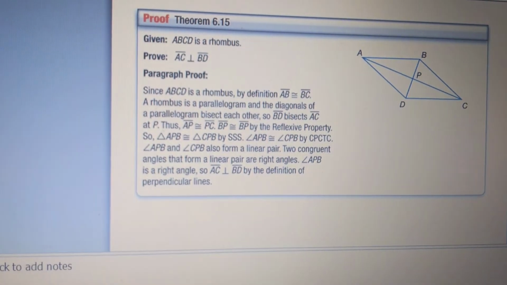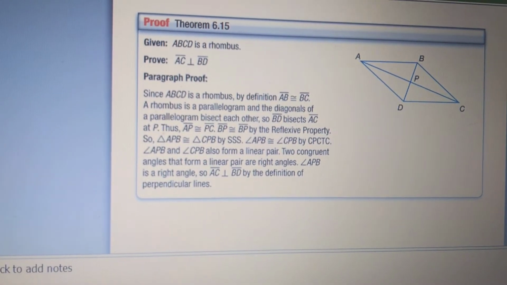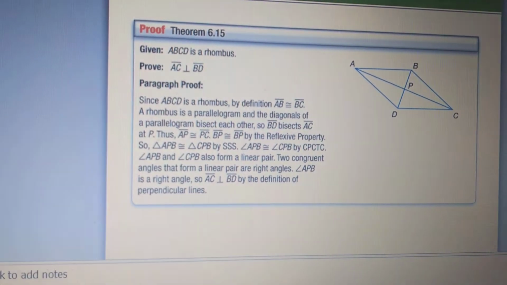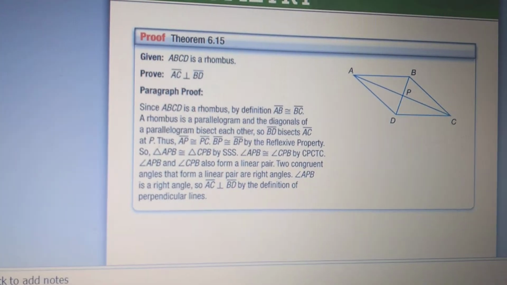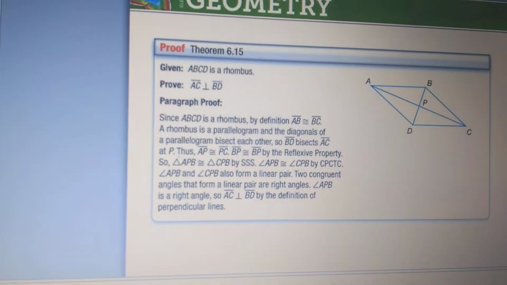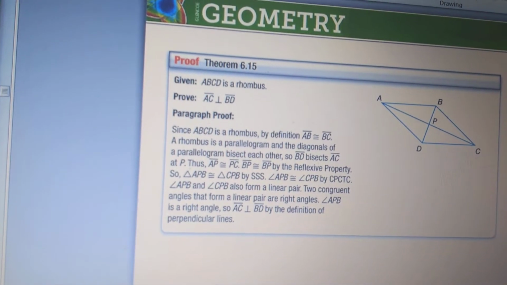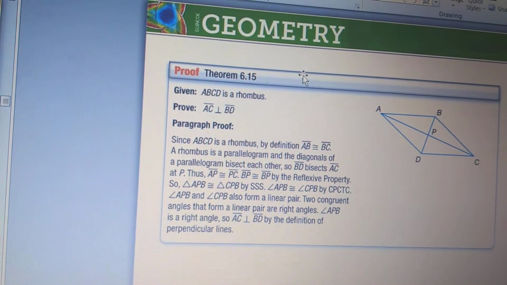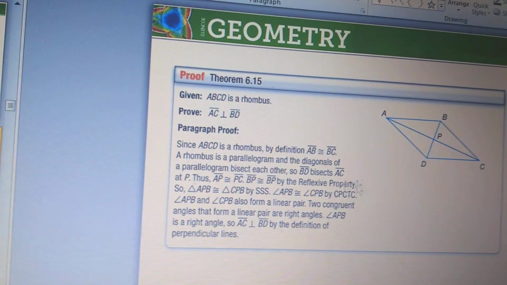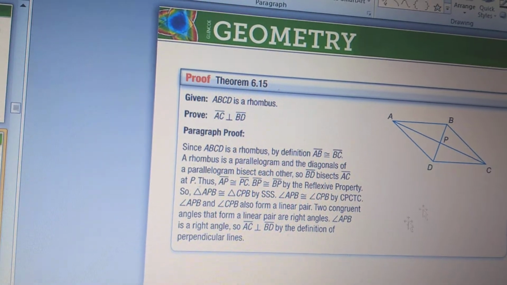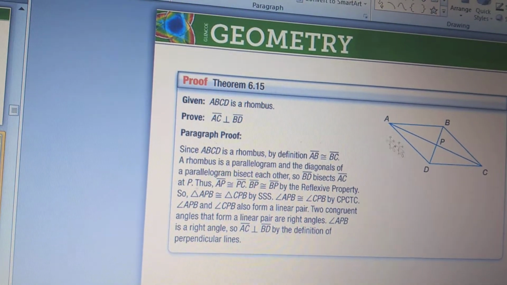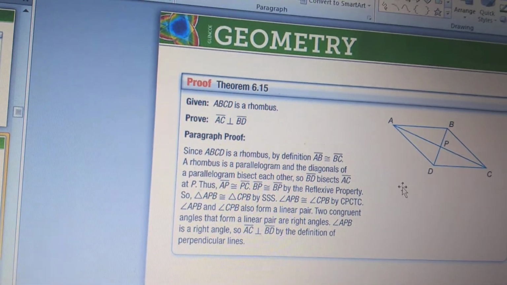Here we have the theorem: ABCD is a rhombus, AC is perpendicular to BD. This means the two diagonals are perpendicular. He wants me to prove that this figure ABCD is a rhombus. Of course, a paragraph proof is not required. You do not need to read this or memorize this.